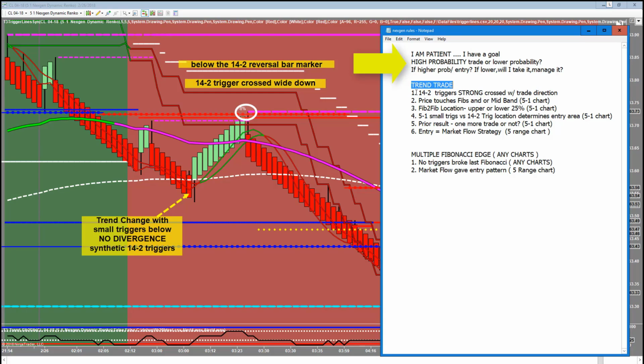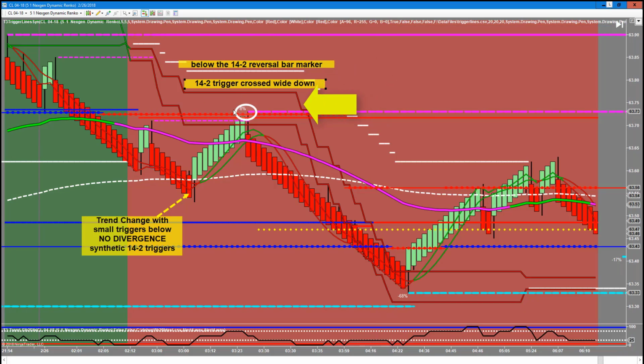So trend trade rules, very simple. 14-2 triggers crossed in the trade direction that are wide to the downside. Very easy to see right here. It paints the background color.